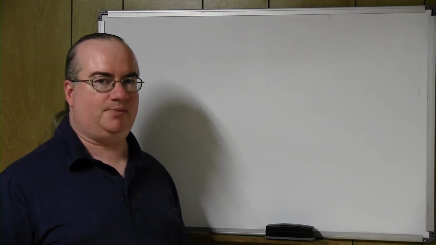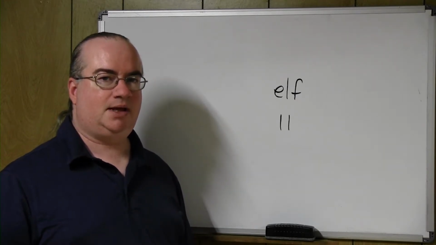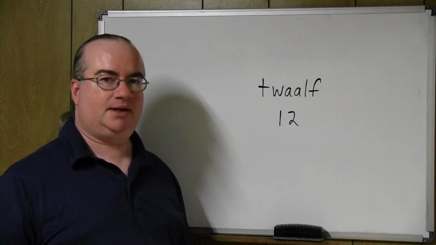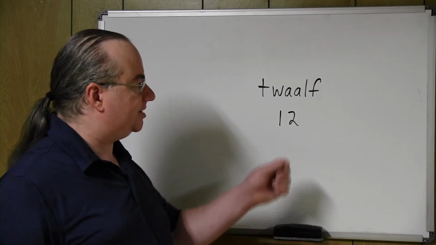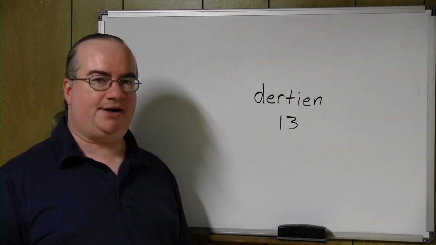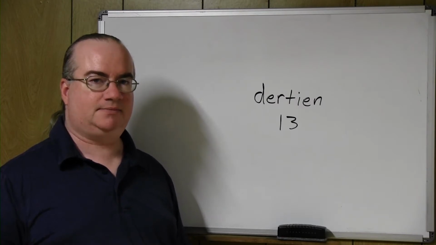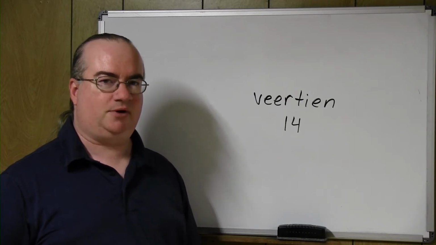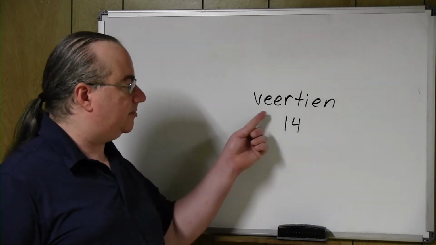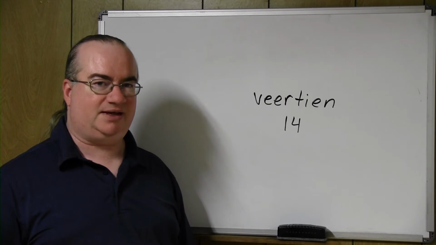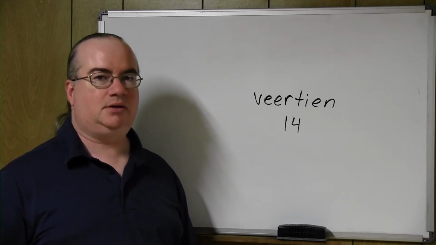Now, let's learn some more numbers. Elf, which means 11. Twaalf, 12. You can also say twaalf, almost like there's an extra vowel in between the L and the F. Dertien, 13. Veertien, 14. This is not like the word vier because it's a double E here. The R makes it a little longer, not vier, but not veer either.